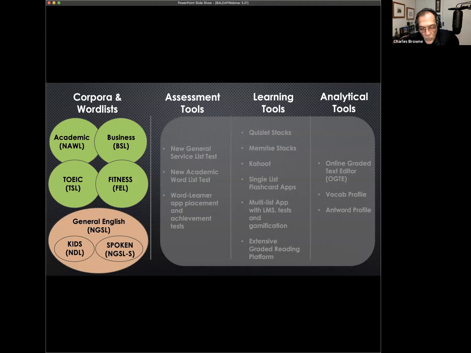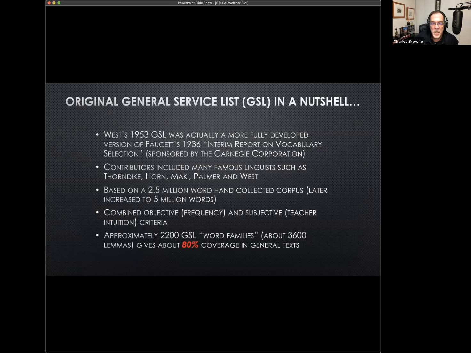And over the past 10 years, we've created 7 different word lists, all corpus-based, assessment tools, learning tools, and analytical tools. So to begin with, what I'd like to do is to introduce you to some of, or all of, our word lists. The first word list is called the New General Service List, but the word new implies that there was an old one, and in fact there was.